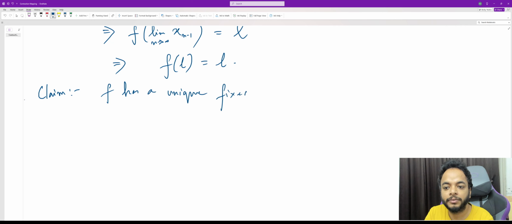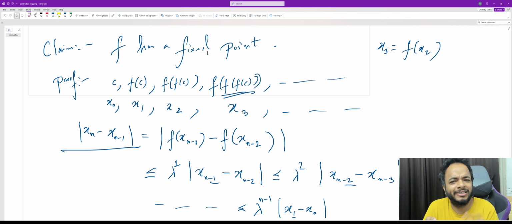Now someone can easily say, suppose I started with C equals some value, for example, C equals 1. 1 is in the domain of f. Some other student can come and say, okay, I will not start with 1, I will start with 1.5, or let's say 1.2.